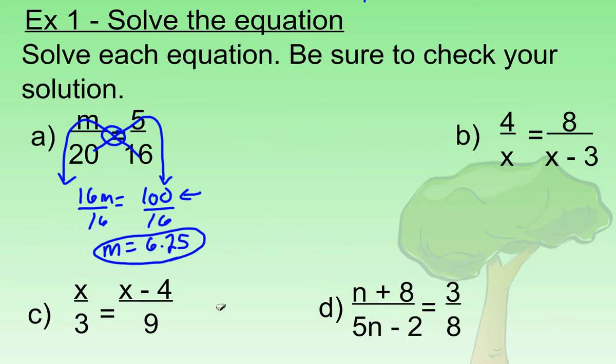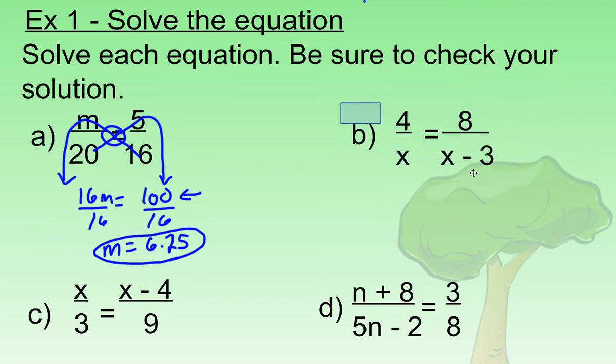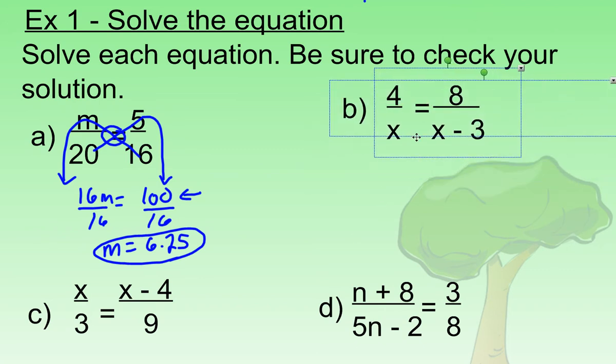So let me erase this, move this guy back over. I need the B as well. There we go. So we're going to cross multiply letter B. Now this one's a little bit different. This one has two variables. It doesn't look quite so simple. This is an example where that fishy method doesn't work.